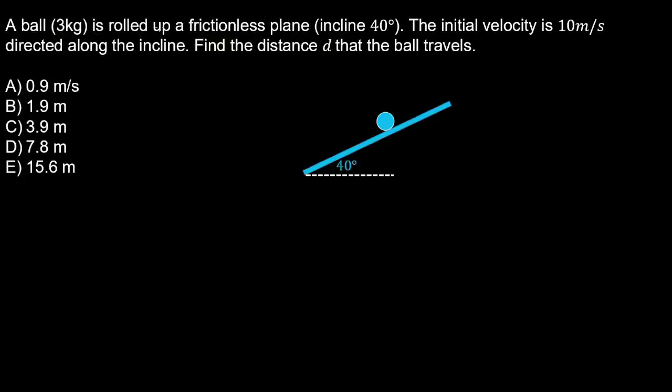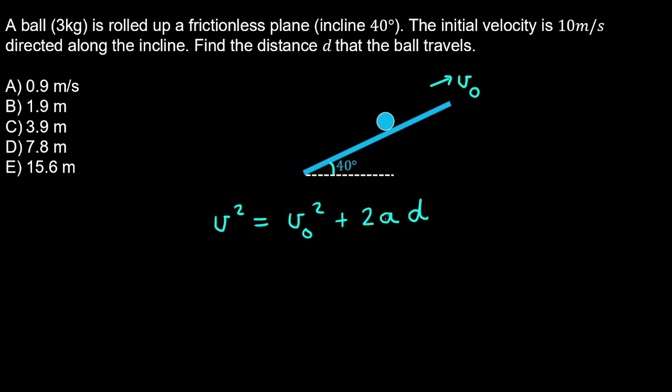A 3 kilo ball is rolled up a frictionless plane with an incline of 40 degrees, and the initial velocity is 10 meters per second, which is directed along the incline. Find the distance that the ball travels. We'll recall the kinematic equation which involves the velocity. So we have v squared is v naught squared plus 2 by the acceleration by the displacement. So that will be the distance travelled by the ball.